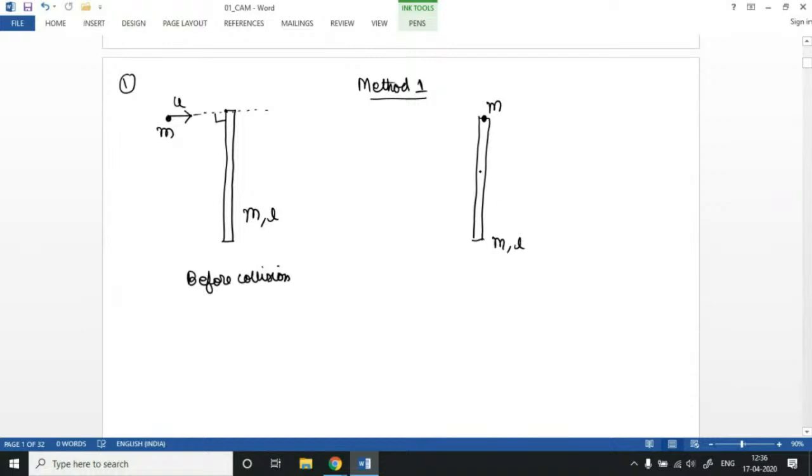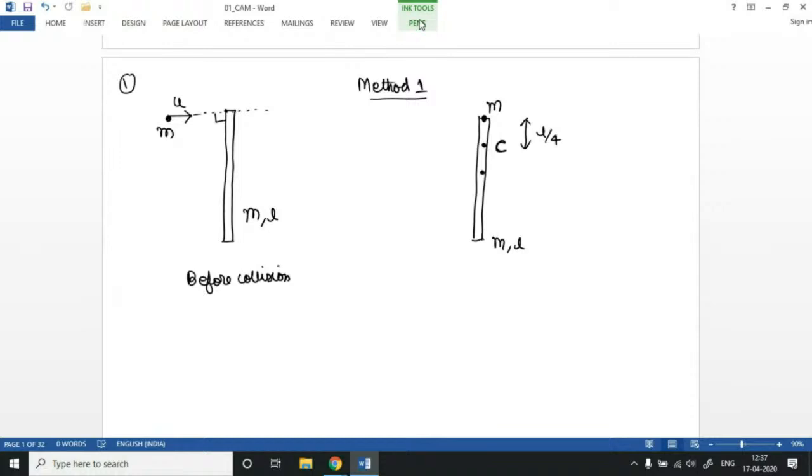The center of mass of the rod would be somewhere here. Okay, and the center of mass of this whole system would be somewhere here. This point C is the center of mass of this whole system, that means the particle plus rod system. Because they have equal masses, this distance is going to be L by 4 over here.